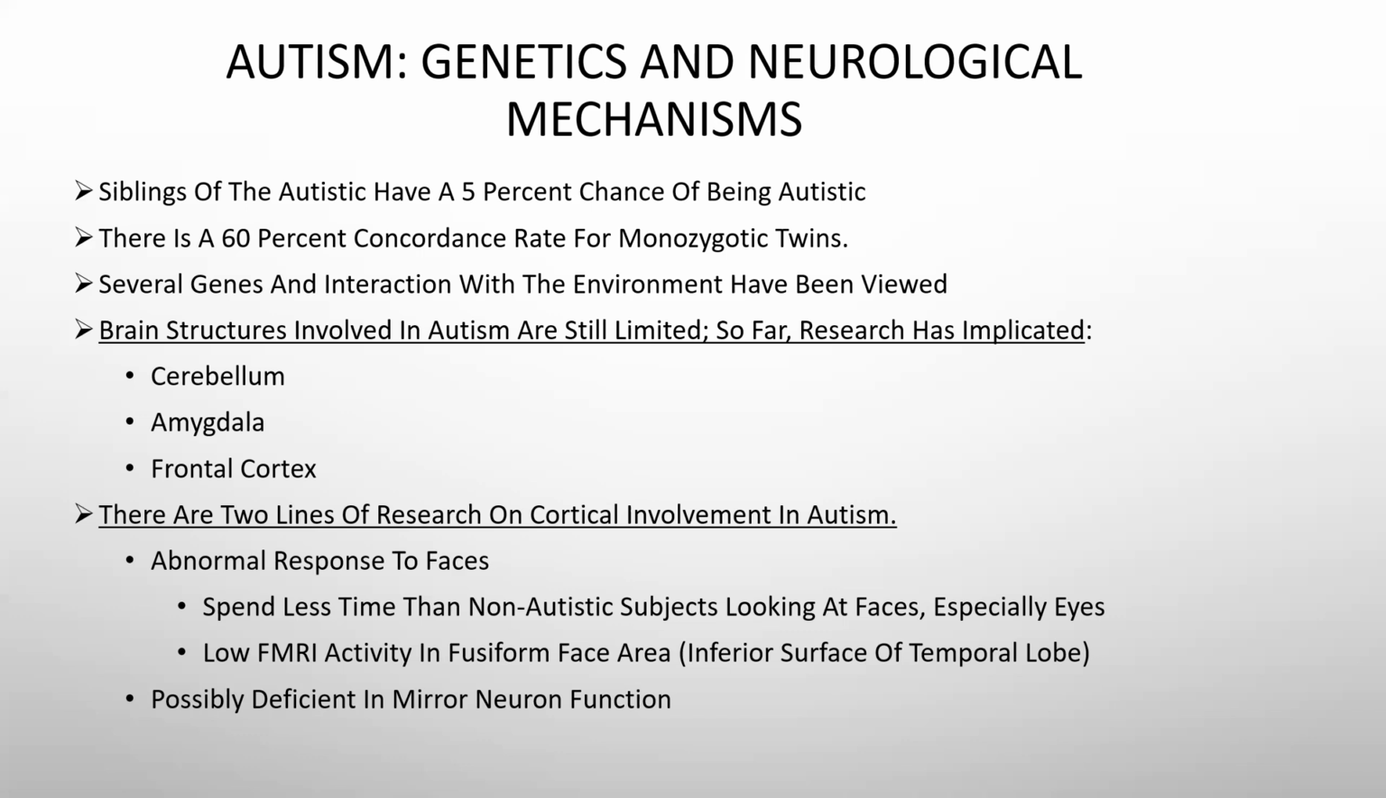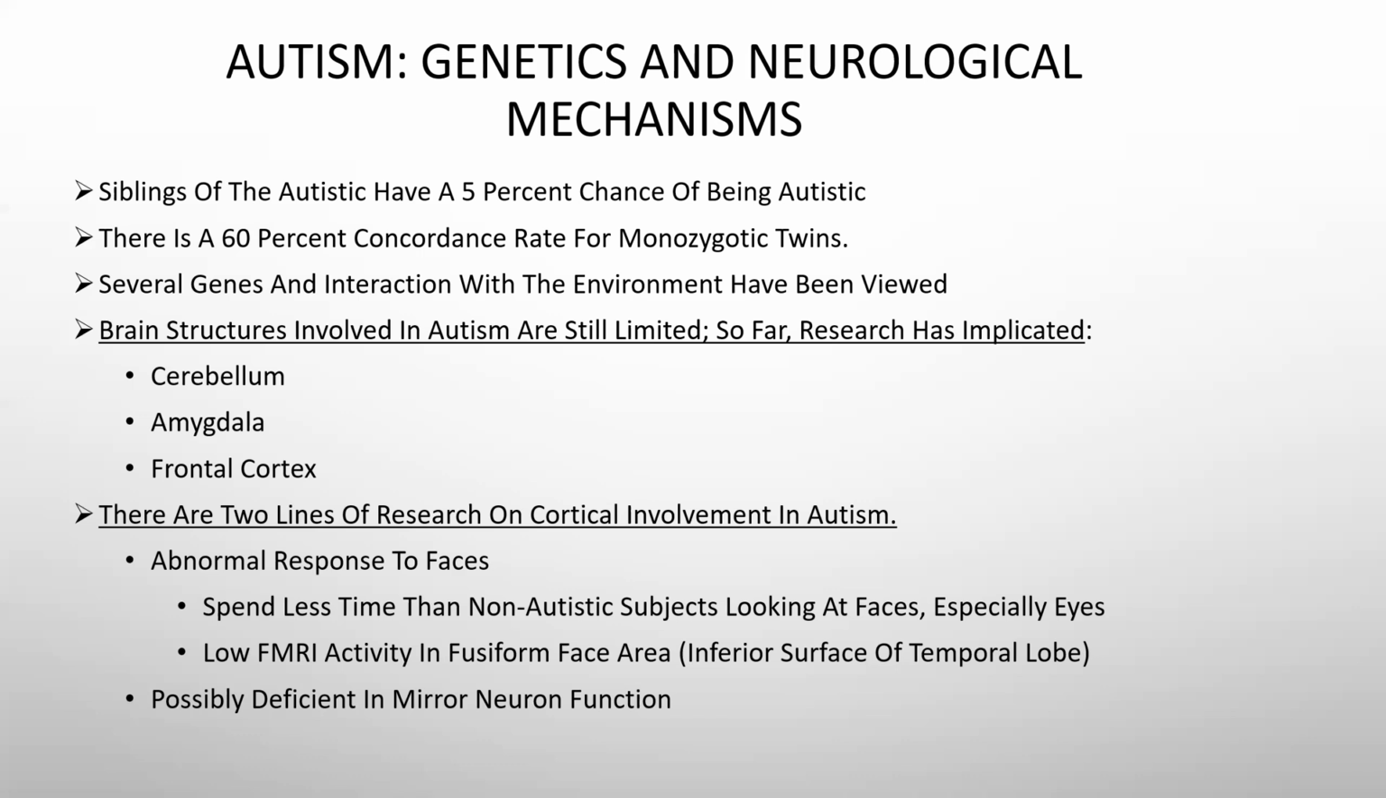The cerebellum is involved. That makes sense for some of the odd motor movements, like the clapping of hands and so on that we see. The amygdala, that has to do with the limbic system and emotion, and we know that's a factor. And then the frontal cortex is for higher order and critical thinking, and there might be, in this case, a decreased amount of activity in the frontal cortex.